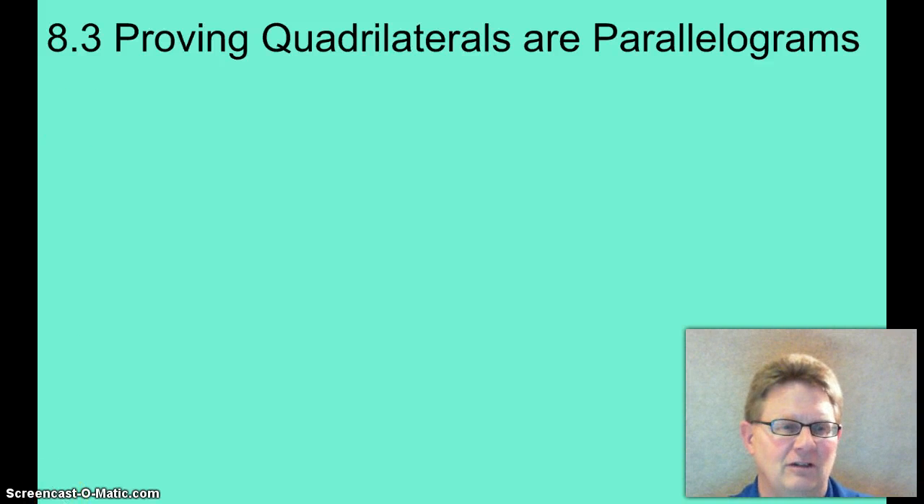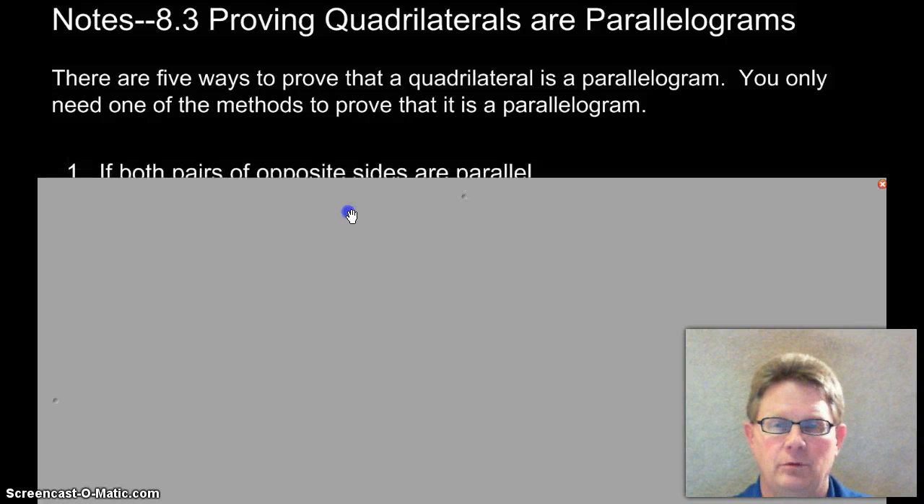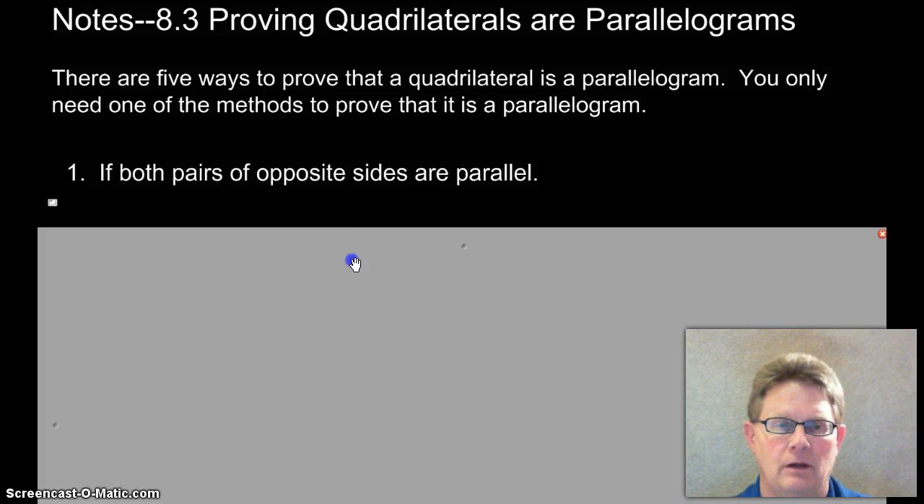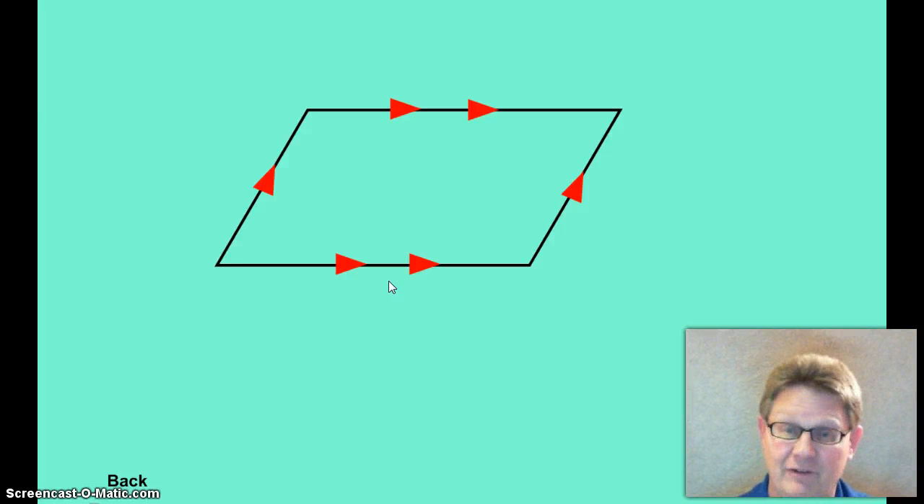Alright, let's go ahead and look at that list. Like I said, there's going to be 5 ways that you can prove a quadrilateral is a parallelogram. You only need to know one of the methods to prove that a quadrilateral is a parallelogram. If you can show both pairs of opposite sides are parallel, then by definition it's a parallelogram.